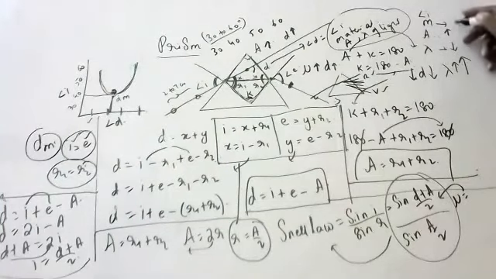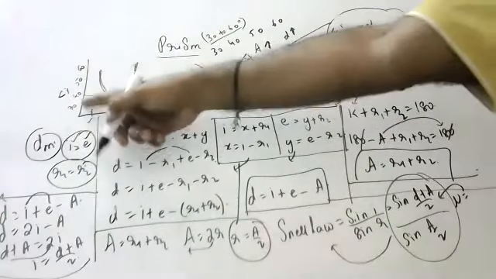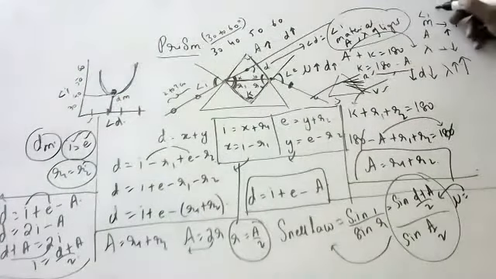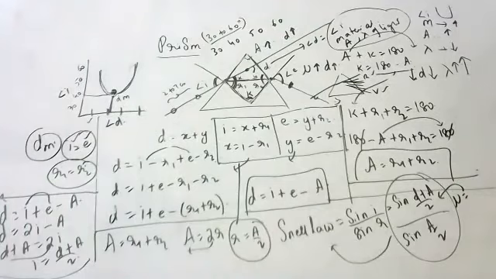With material, it increases. With wavelength, it decreases. And with angle of incidence, as the angle of incidence is increasing, deviation first decreases, then increases. This is the entire prism activity, what we do in our lab, children. So slowly I will explain all the topics.